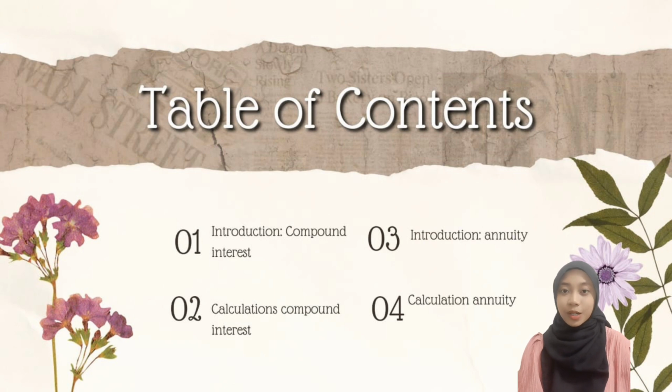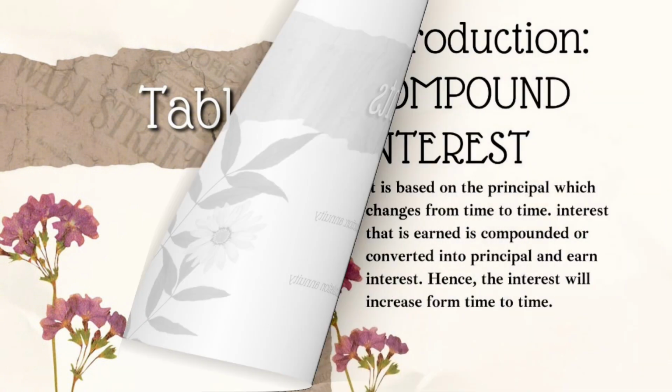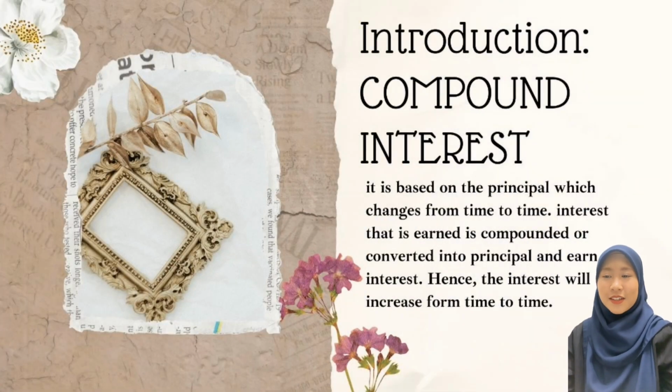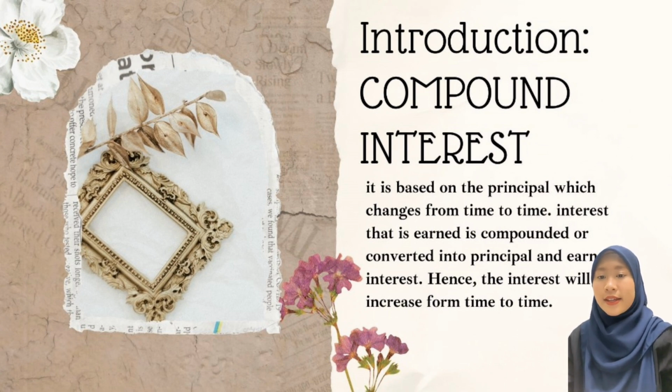In this presentation, we are going to discuss two topics, which are compound interest and annuity. So, let's get started. What is compound interest? Compound interest is based on the principle which changes from time to time. Interest that is earned is compounded, or converted into principal and earned interest. Hence, the interest will increase from time to time.